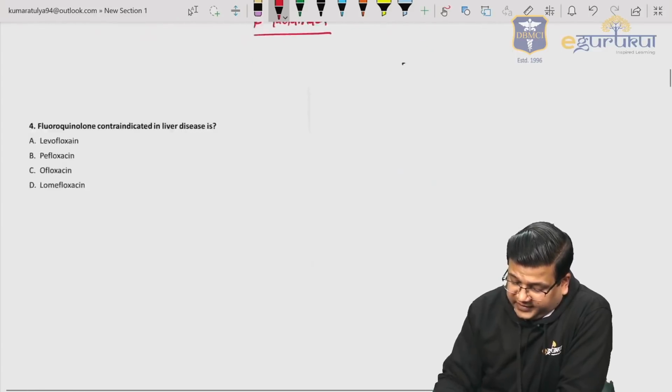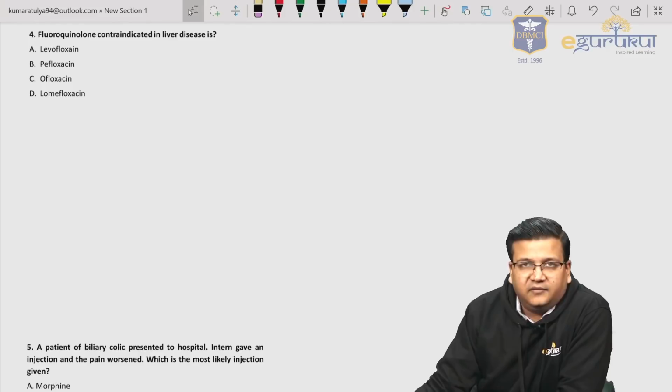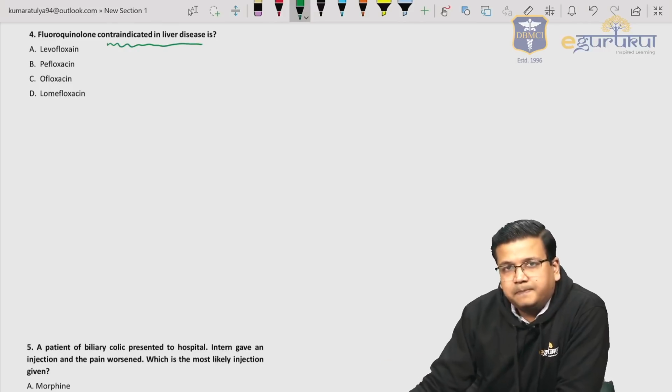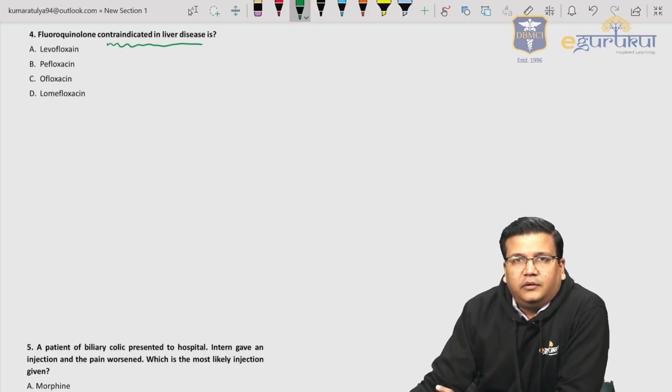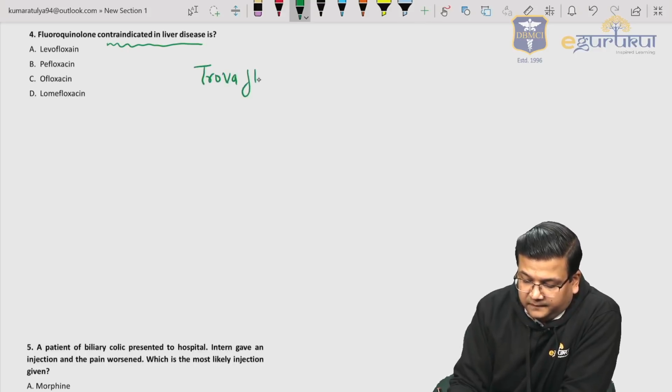So moving to the next question, fluoroquinolones contraindicated in liver disease. Now this is slightly a controversial question, because in general fluoroquinolones have no significant hepatotoxicity. The only fluoroquinolone that had significant liver toxicity and that was banned because of it was trovafloxacin.